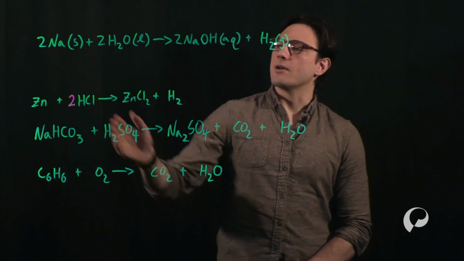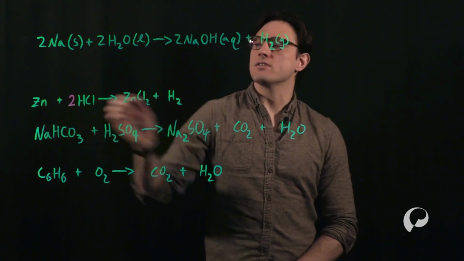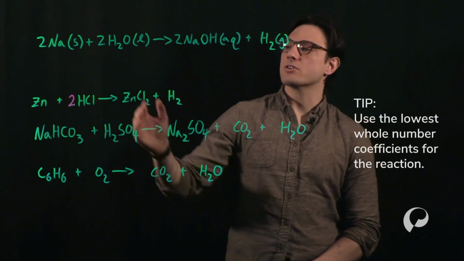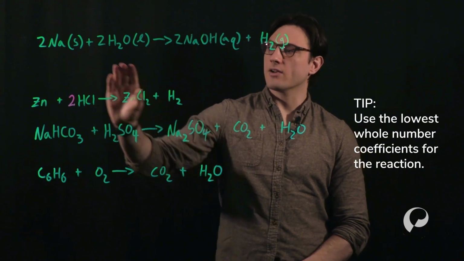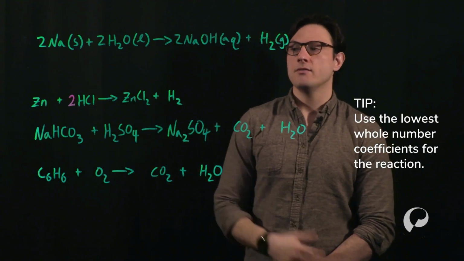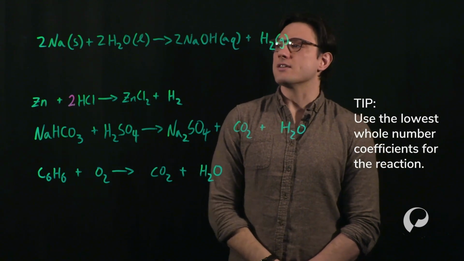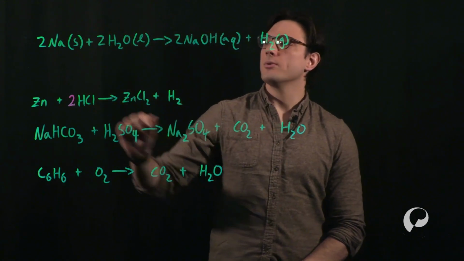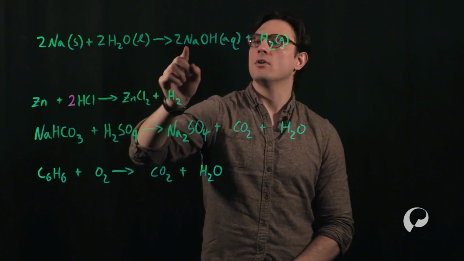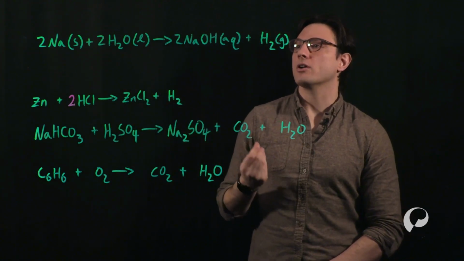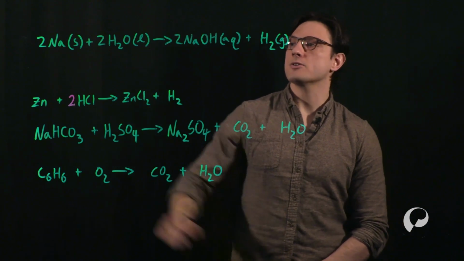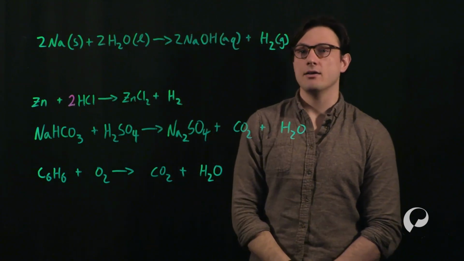Another rule is that when we put coefficients in front of each of the species, what we have to do is make sure that they are, 1, whole numbers, and 2, they are the lowest possible whole numbers for that reaction. For instance, in the top example here, we couldn't have 4, 4, 4, and 2 here because it isn't the lowest whole number coefficients that we can have. The lowest we can have is what is shown here.